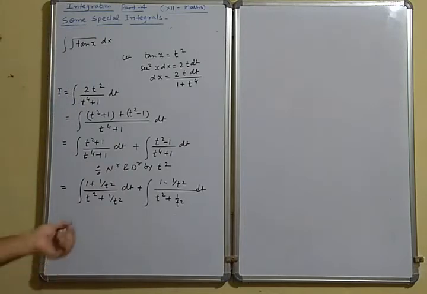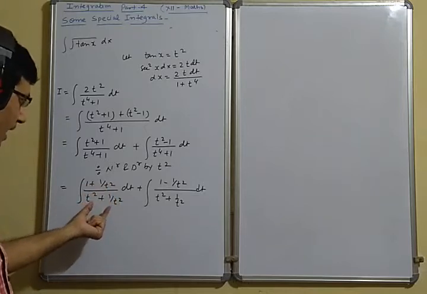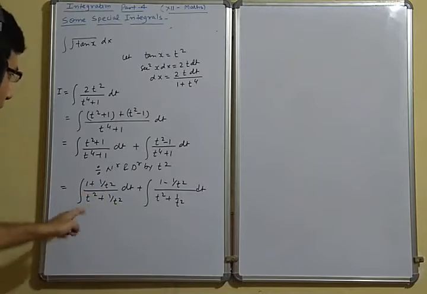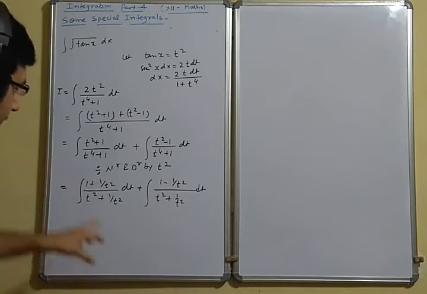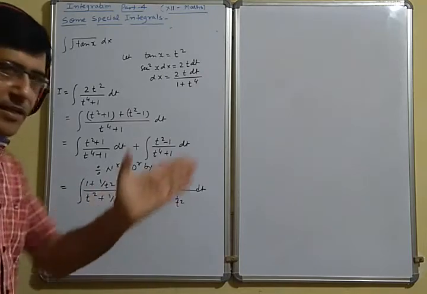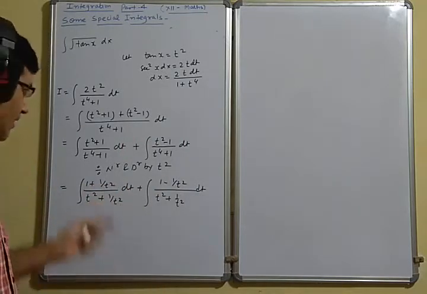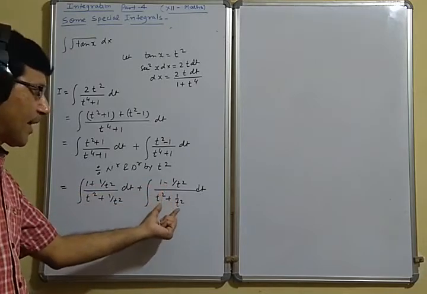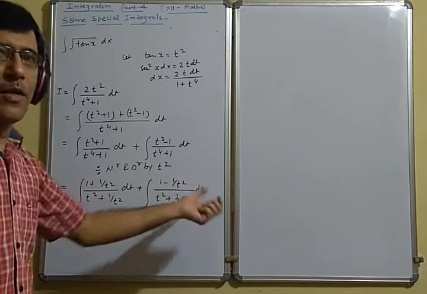Now here it is 1 plus 1 upon t square. So we have to convert it into a minus b whole square, that is t minus 1 upon t whole square, because differentiation of t is 1, and if you take minus 1 upon t, differentiation becomes plus 1 upon t square. And for this, here it is negative, so we will convert it into t minus 1 upon t whole square.